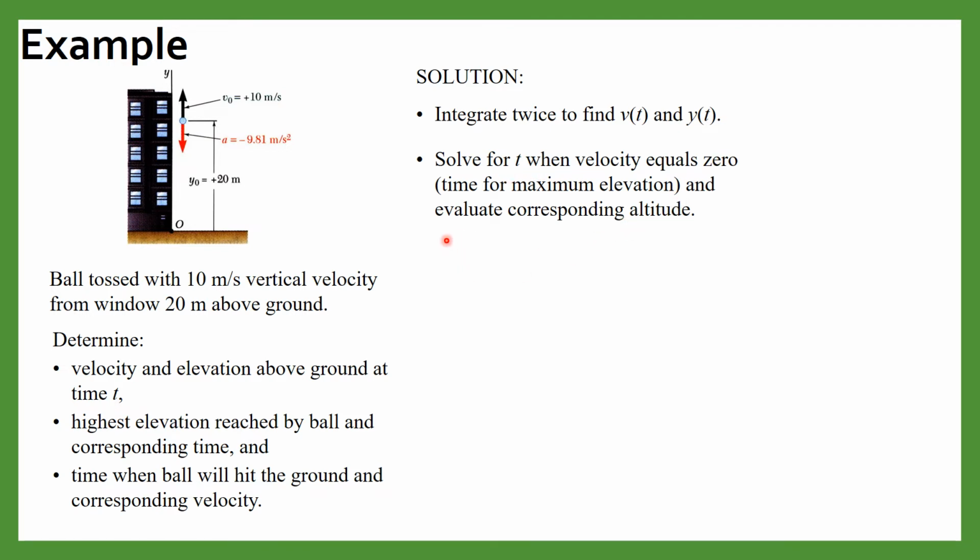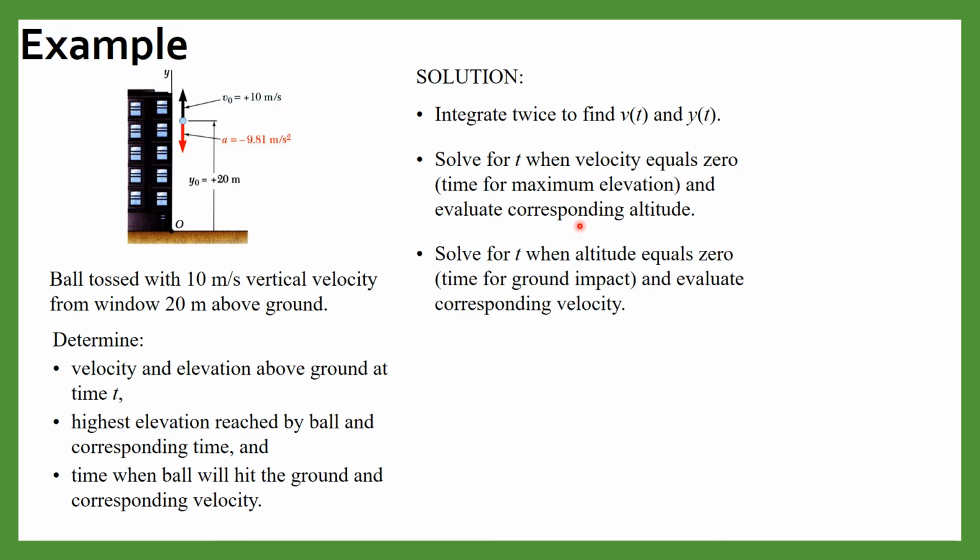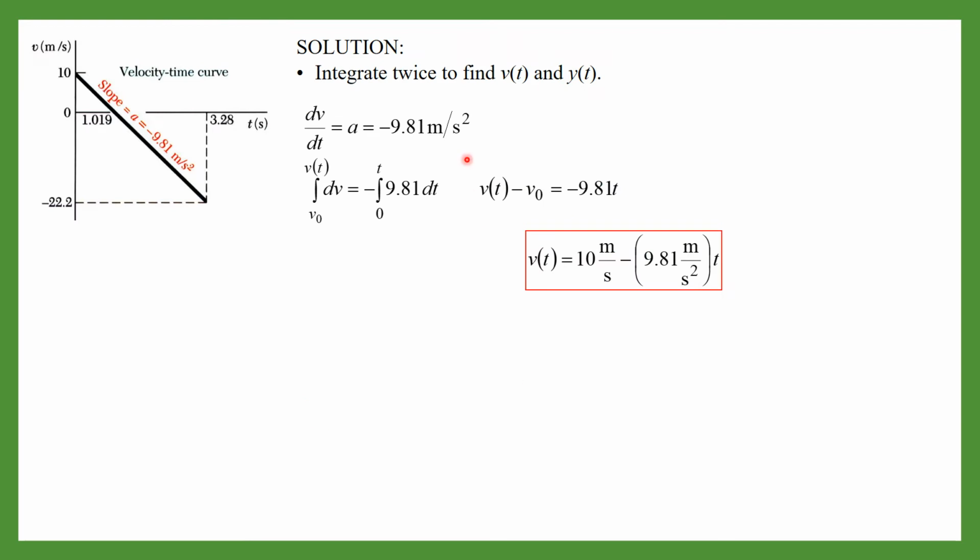So v, the velocity, equals 0, and then we can solve for t. And similarly, we can calculate the altitude. To obtain the third part, we will solve for t when altitude equals 0, because when the ball hits the ground the elevation will be 0. So this is how we can work. So this is the solution.